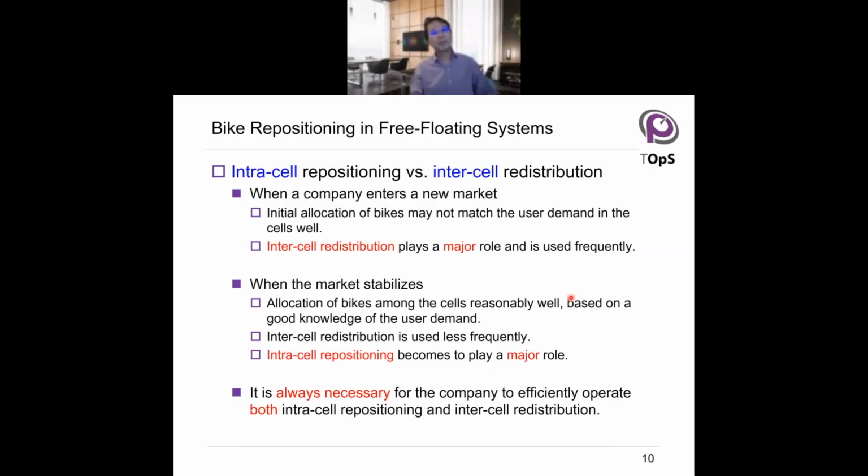But when the market becomes more and more stabilized, the need to move bikes among the cells becomes less frequent. They are mostly used for dealing with these escaping bikes. So intra-cell repositioning starts to play a major role. But in any case, even in the new market scenario and in the stabilized market scenario, it is always necessary to use both intra-cell repositioning and inter-cell redistribution. It is just a question of which one plays the major role.